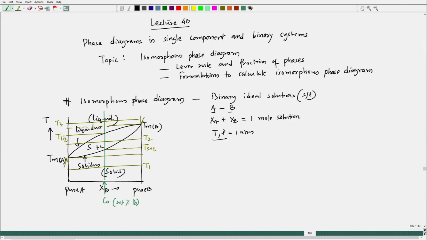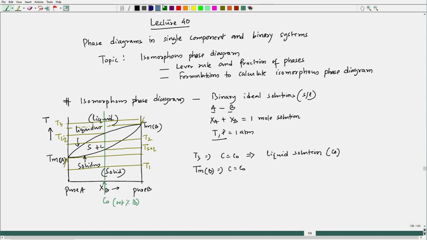And those are the information we can actually get out of the phase diagram. So, at T3, composition equal to C naught, that gives us a liquid solution of composition C naught. At TMB, if the temperature is TMB, C equal to C naught.